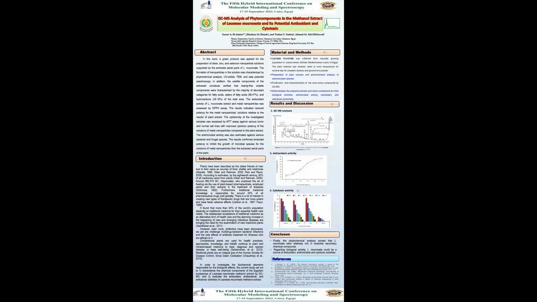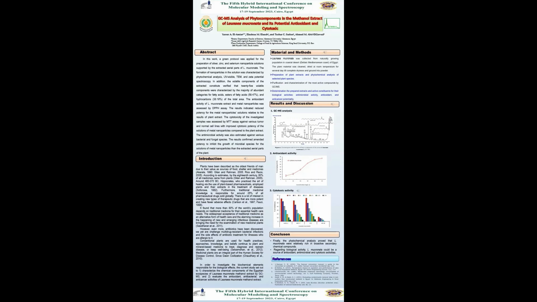GCMS analysis of phytocomponents in the methanol extract of Launaea mucronata and its potential antioxidant and cytotoxic activities, Yasser Al Amir. Introduction. Plants have been described as the oldest friends of man due to their value as sources of food, shelter and medicines. According to estimates, by the 18th century, 80% of all medicines came from plants. Medicinal plants have been an integral part of human society for disease control since the dawn of civilization.